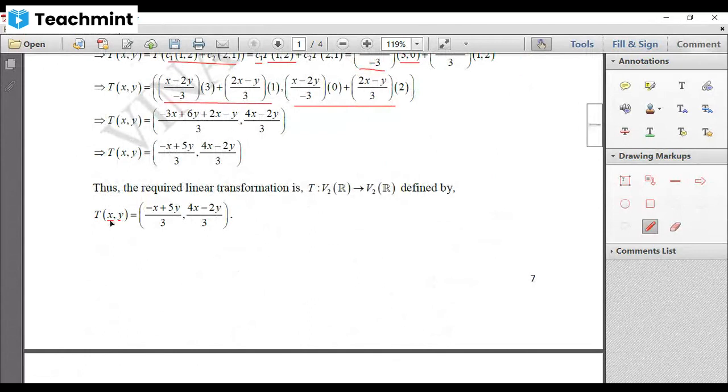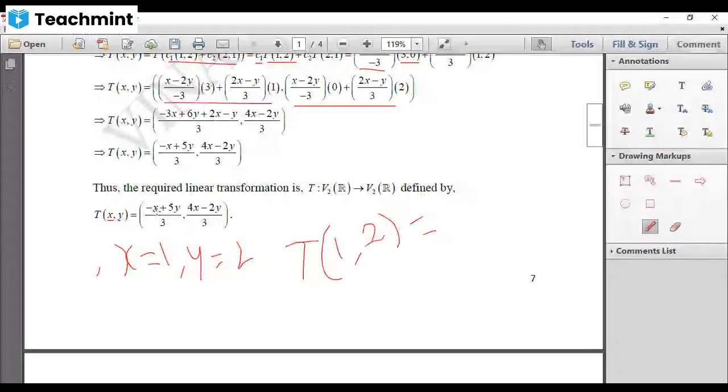If you put x equal to 1 and y equal to 2 in this, what happens to the image? See, image of 1, 2 should be equal to, let's see what you're going to get. Now see, x is 1, so minus 1 plus 2, 5 into 2, 10. Minus 1 plus 10 is 9. 9 by 3 is 3. So 3 you're going to get.